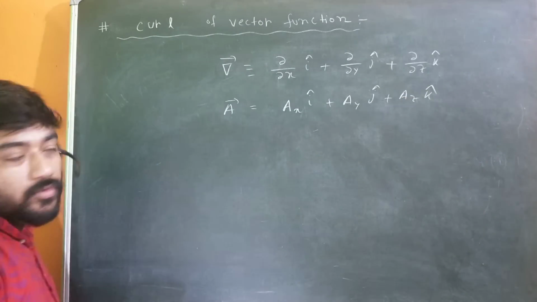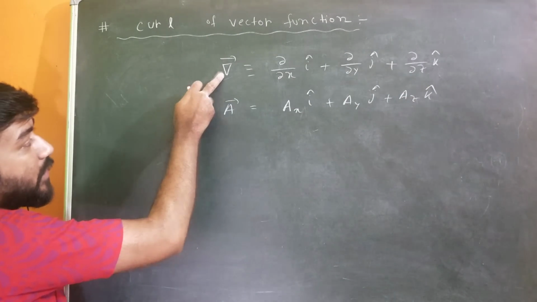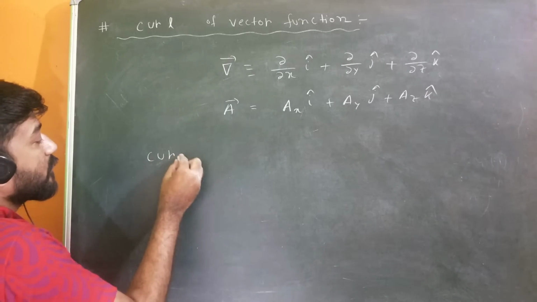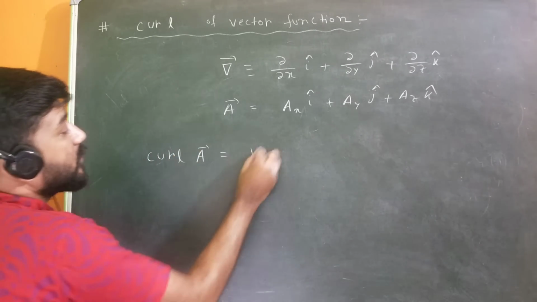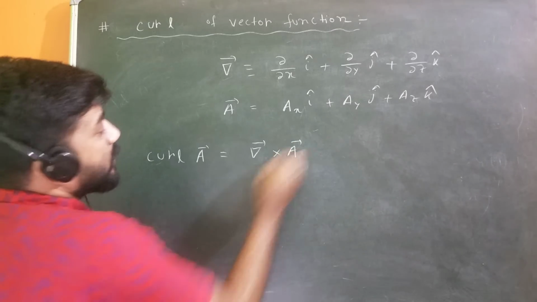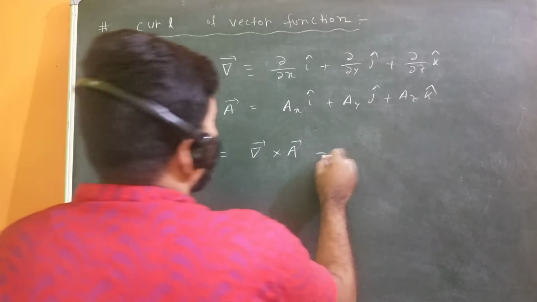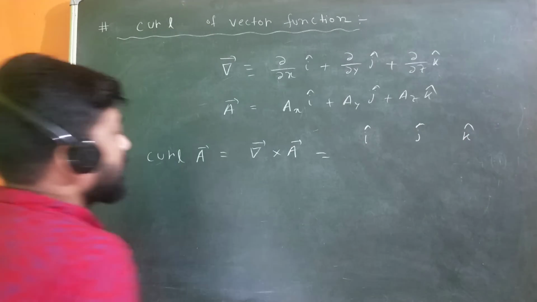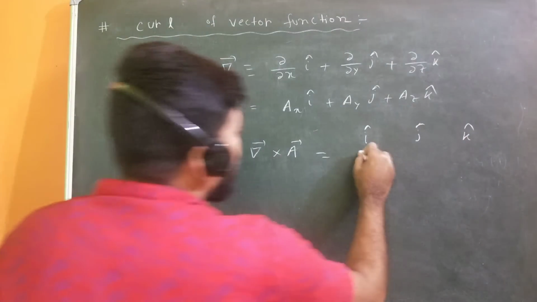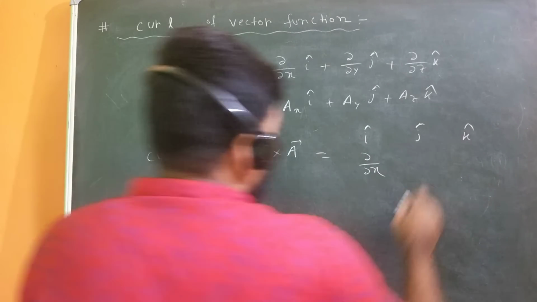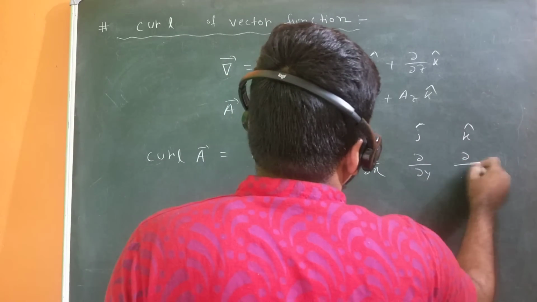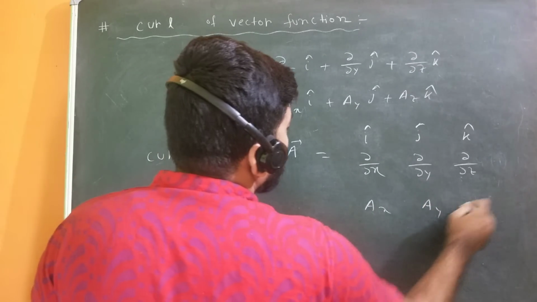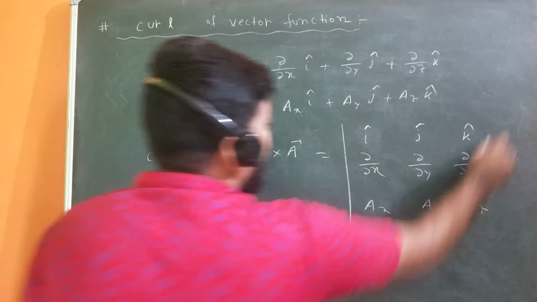We have two operations. One operation is the divergence, that is del dot A, and the other we are going to define is the curl of A. So curl A is nothing but the cross product of del with the vector A. From the very basic concept of cross product, you can write it like this: the coefficients of del are ∂/∂x, ∂/∂y and ∂/∂z, and the coefficients of A are Ax, Ay, Az. So this is the definition of curl A.